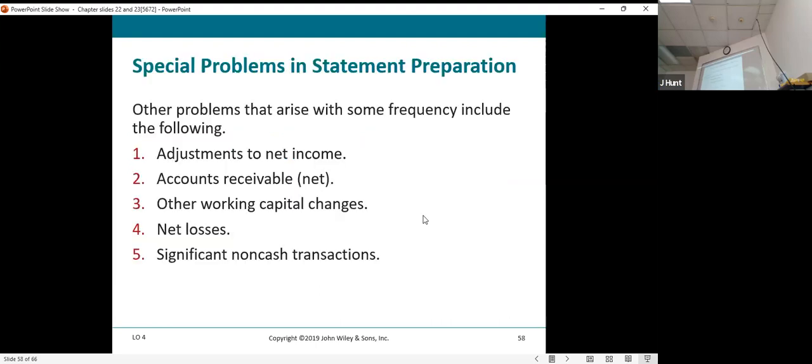So just closing this out, these are some of the things that we also have to think about, some problems that we could have when we're doing the cash flow statement: adjustments that might happen to net income, accounts receivable when it's reported net, other working capital changes. Sometimes we have losses, and then sometimes we have significant non-cash transactions.